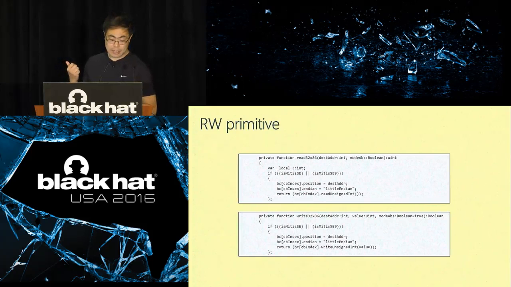In this case, the exploit is very well written, and it's modularized very well. So there is read32x86, which will read whatever memory. You just pass the address, and it will read whatever memory from the process. The second one is write32x86. With this method, you just put in whatever address and value, and it will overwrite whatever value in the process.